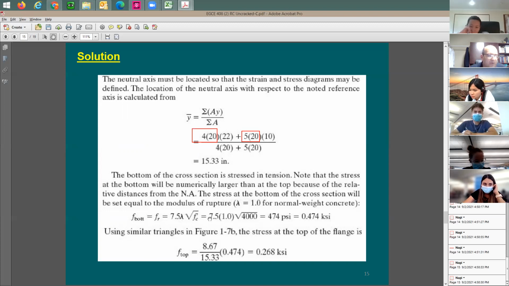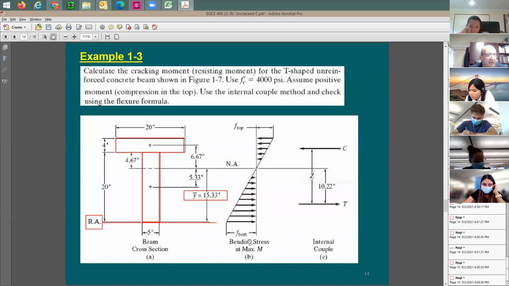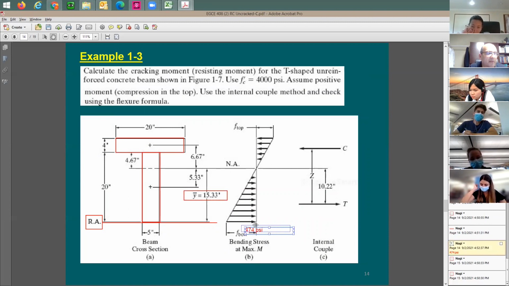This is going to be like code equation 7.5, square root of f'c, right? So right at the cracking stress, the stress at this point is going to be equal to 474. Can I find out the stress on the top in an easy way, just based on these properties? If I said here this is equal to 474 psi, how much is the stress on the top? Is there a simple way of doing it without going back to the moment equation?